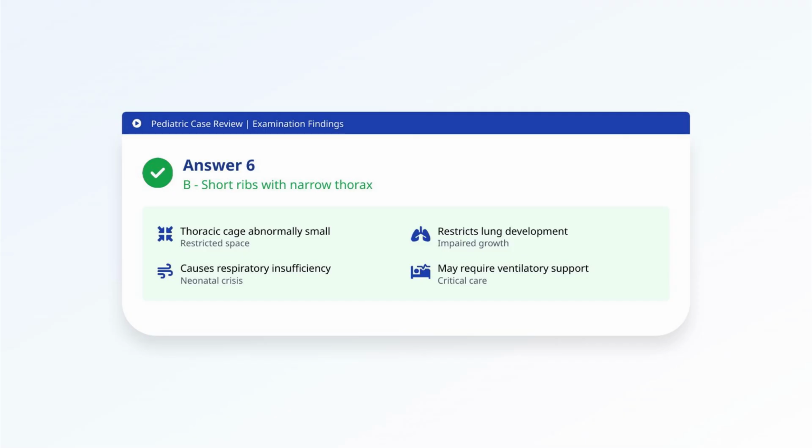The thoracic cage is abnormally small due to shortened ribs, which restricts lung development and expansion. This causes respiratory insufficiency in neonates, which can be life-threatening. Many affected infants require ventilatory support during the neonatal period.